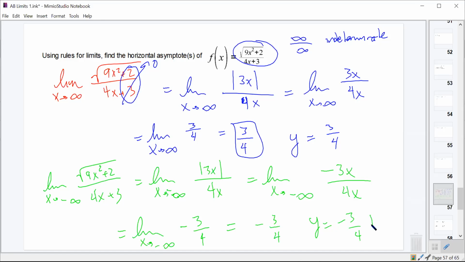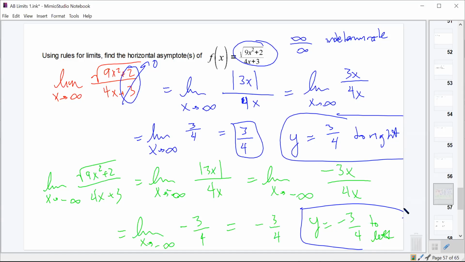So we have y equals negative 3/4 to the left, and we have y equals 3/4 to the right. So two different horizontal asymptotes in the opposite directions. Good or no? Any questions there? Okay. Should we do another one similar to that, or we feel okay about that?